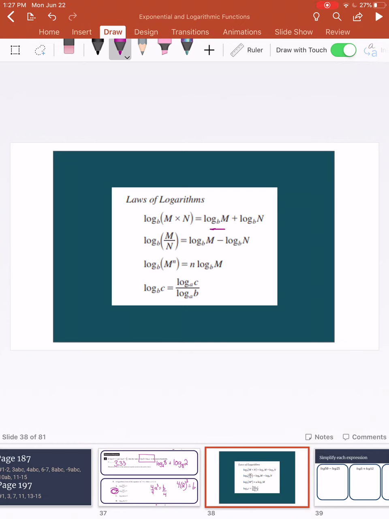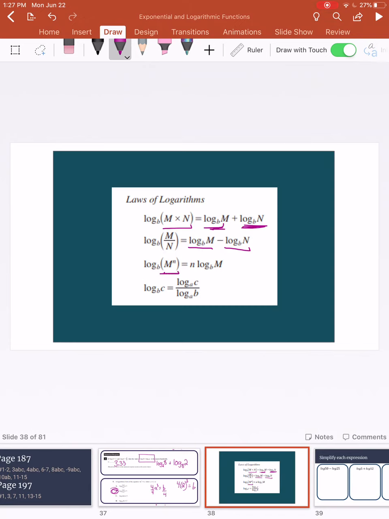So here I have log_b m plus log_b n. That's the same as if I were to multiply those two arguments. The same holds true with division. So if I subtract two logarithms, and they have to have the same base, then I can divide the two arguments. And lastly, this one's pretty important.